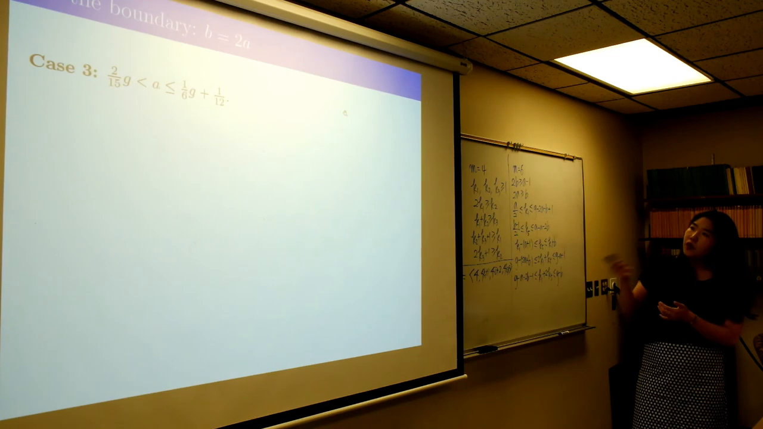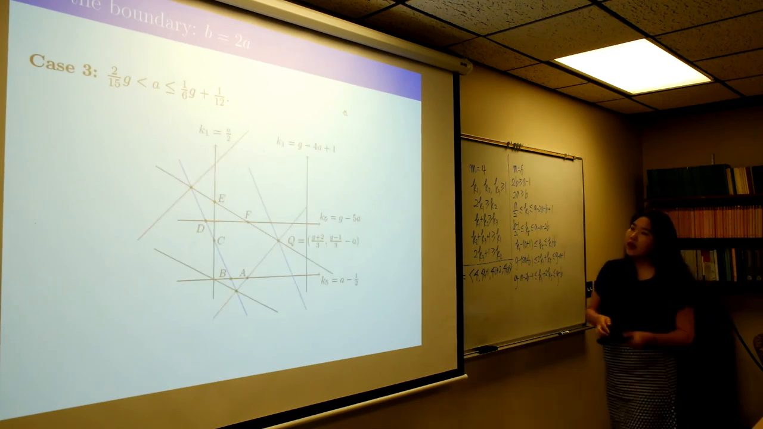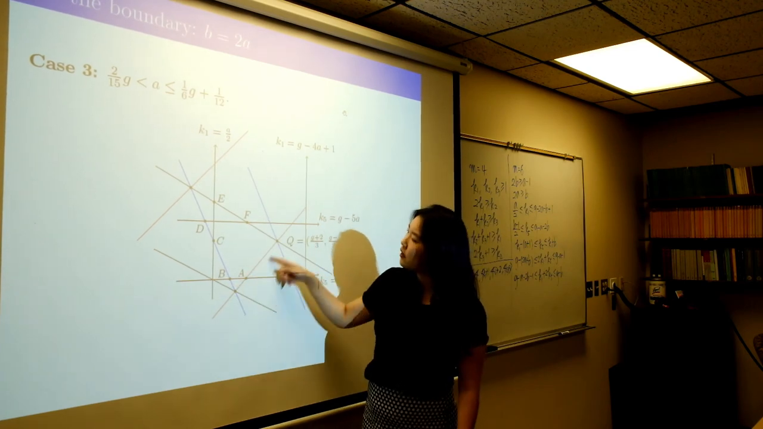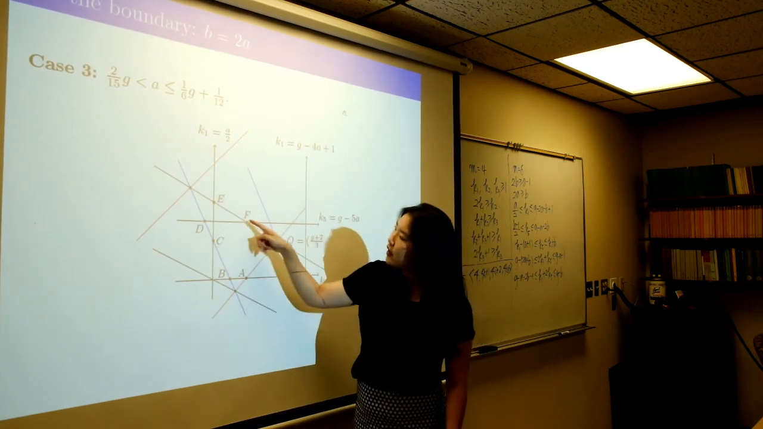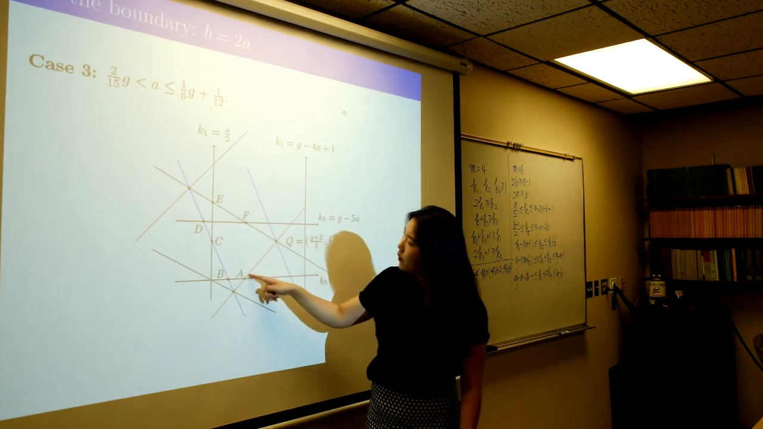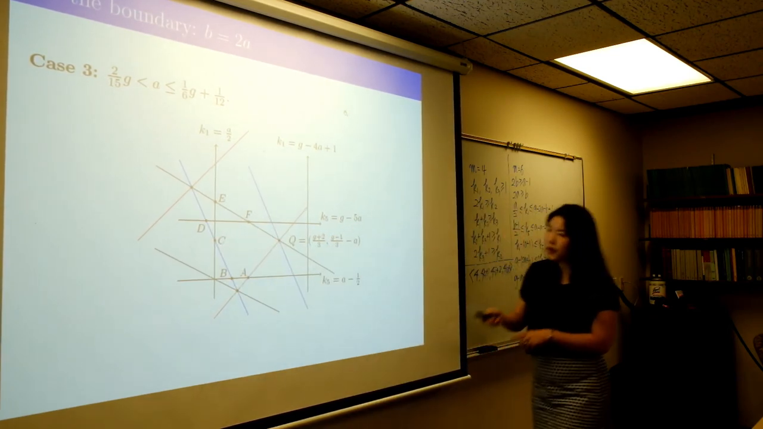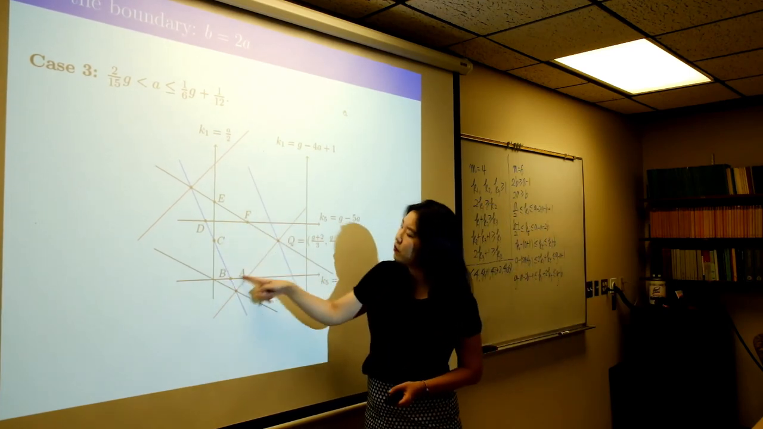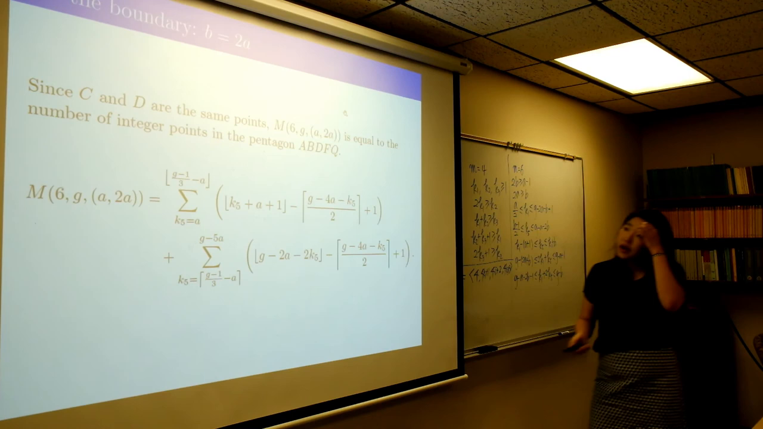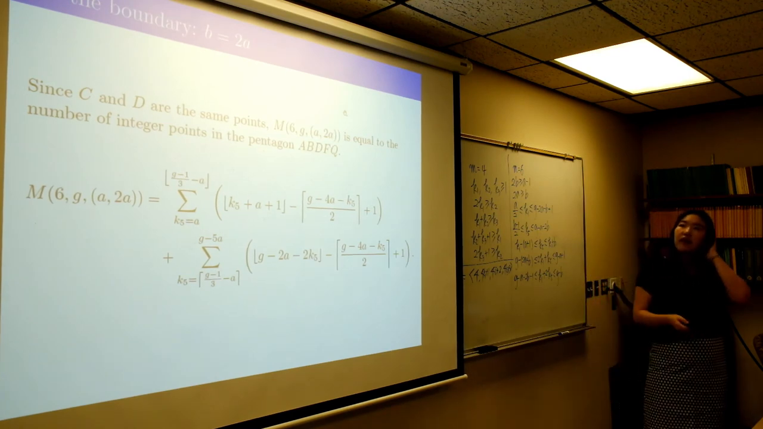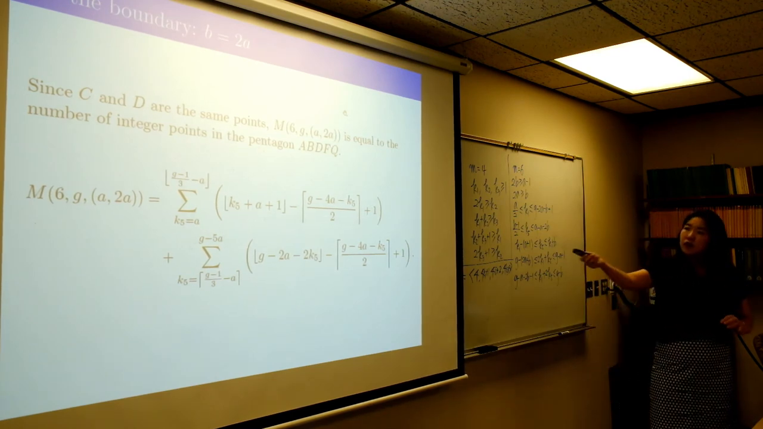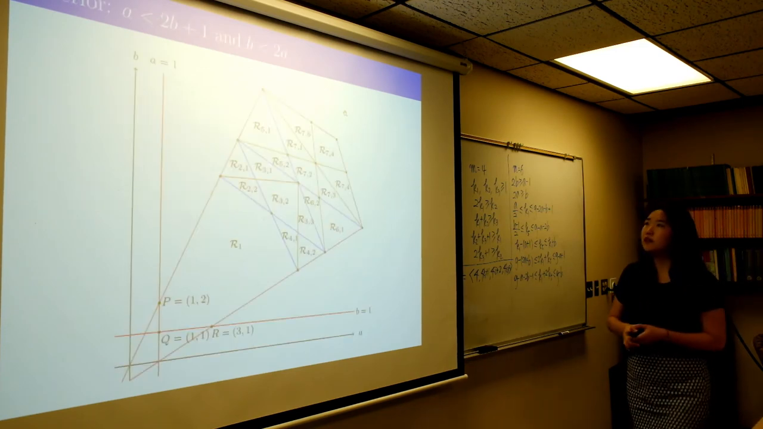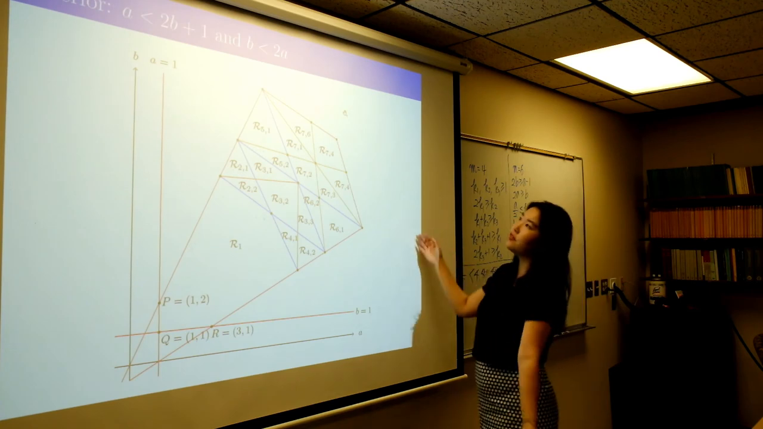And then we have one more case to consider. In that case, the intersection of the rectangle and triangle is sort of this shape, but this shape gets better because D is equal to C, so it's going to be simply this shape. And by counting all the integer points in that pentagon, we can get this formula. And we'll just keep doing this process for every region in here.